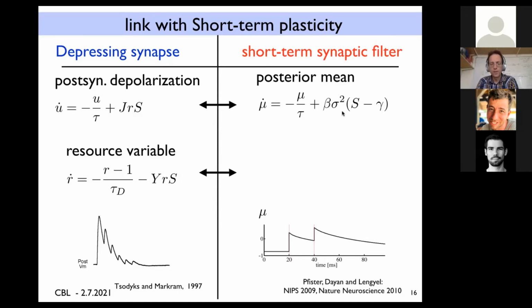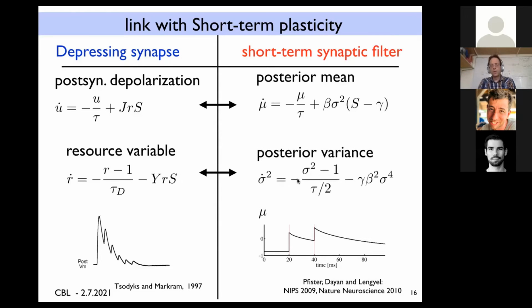It's the Dirac spikes. And the posterior variance, you can also compute it, and it evolves according to this equation here. So there's also a relaxation to 1 here, because the stationary prior variance was 1, and minus a term which depends on beta squared. But now what is interesting is that you can relate really almost one-to-one mathematically your mean posterior and the postsynaptic depolarization, and your posterior variance and this resource variable. And we found this very intriguing, right?